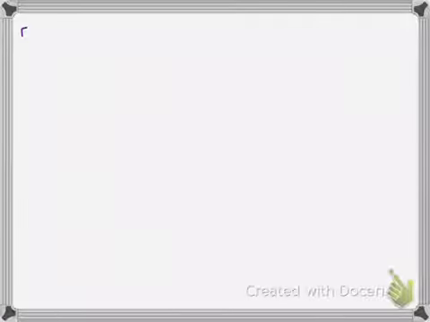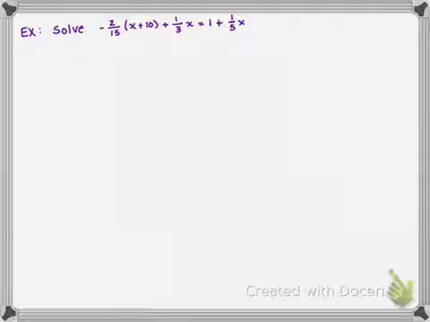So let's solve -2/15 times (x plus 10) plus 1/3 x equals 1 plus 1/5 x. I think that's not clear enough. So I'm going to have you guys solve this one, but before you get started, I just wanted to make a quick note about that first term.